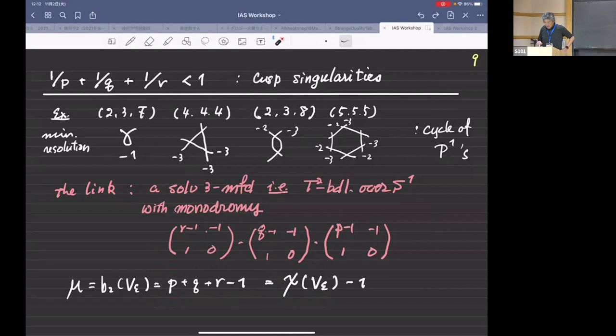And in this case, the minimal resolution looks like this. If the exponent is 2, 3, 7, this is a rational curve with a node. And the other cases look like this. But anyway, it's a cycle of rational curves, each intersecting transversely the next.